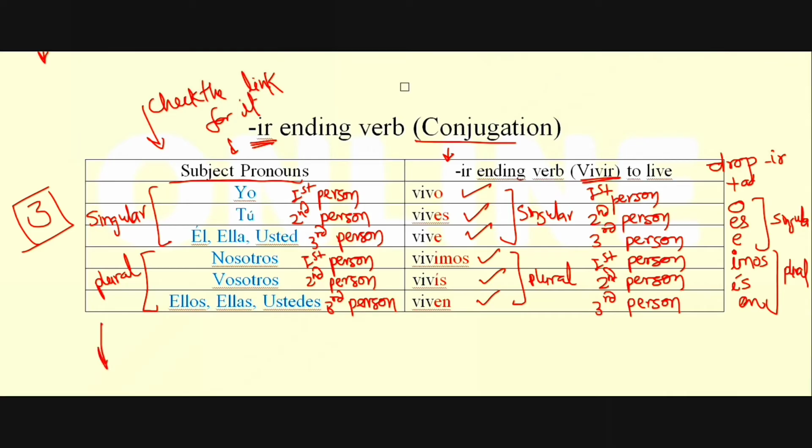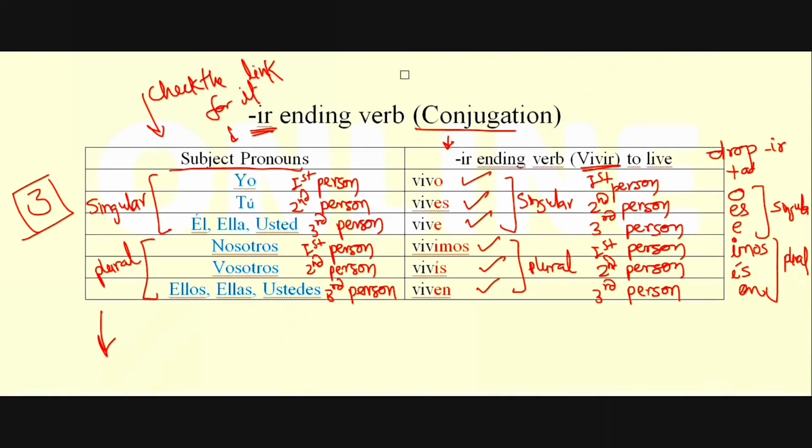Fifth conjugations. See, we'll have some examples now. Come and practice.